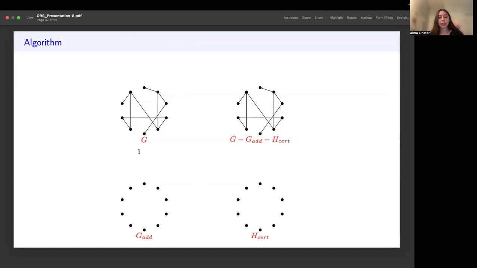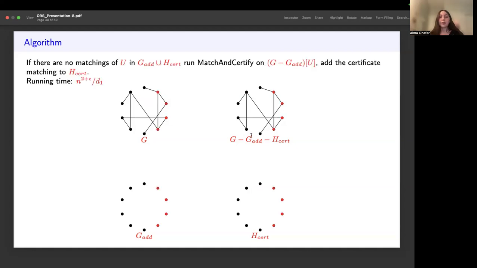We're given a graph G. We'll keep track of the inserted edges and the certificate matchings. And we also have another graph, where we delete all the inserted edges and the certificate matching edges from G, and we also keep track of this graph. Now, let's say we're given some subset U, and we want to find a matching for subset U.